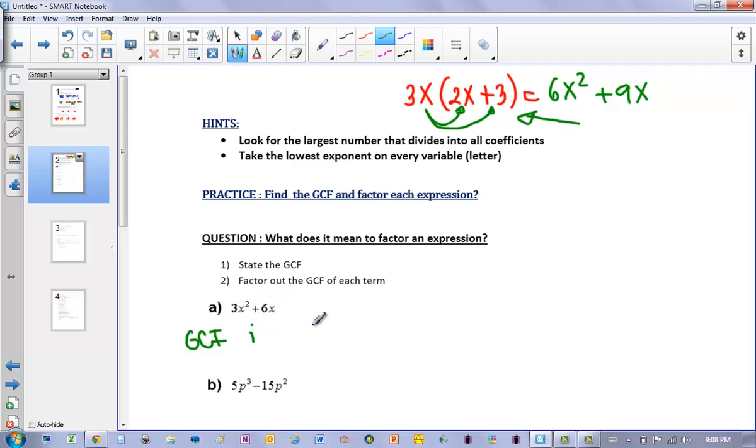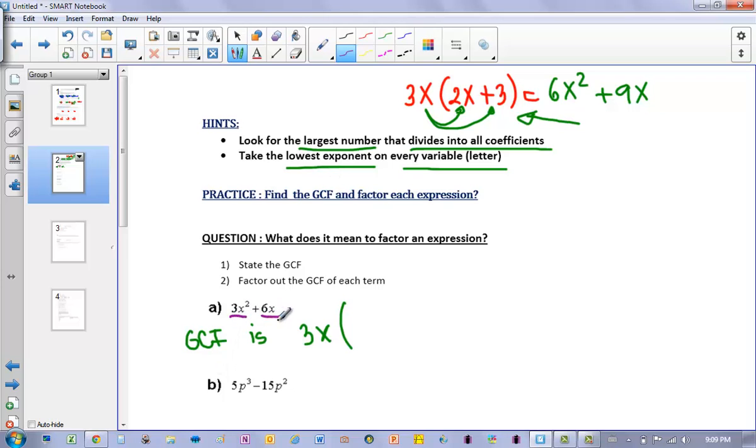Well, remember what we talked about. You're going to look at the largest number that divides into all coefficients. So what is the greatest common factor? 3. And you're going to take the lowest exponent on every variable. What is the lowest exponent? It is 3x.